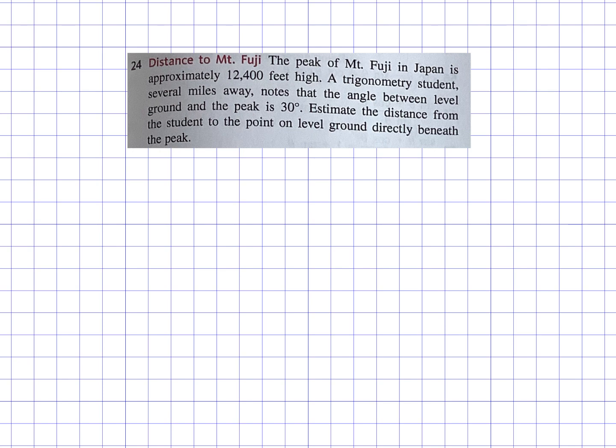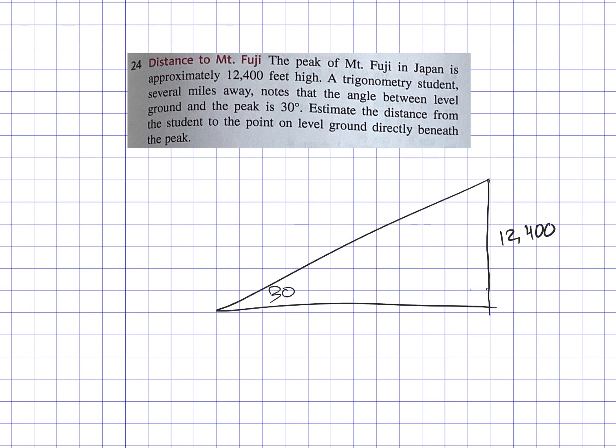Distance to Mount Fuji. So the peak of Mount Fuji from the very top is approximately 12,400 feet high. A trigonometry student several miles away notes that the angle between the level ground and the peak is 30 degrees. Okay, this is the short leg and this is the long leg. Estimate the distance from the student to the point on the level ground. Okay, so again, it's going to be tangent because you're dealing with the opposite and adjacent leg. So opposite over adjacent, which we don't know.